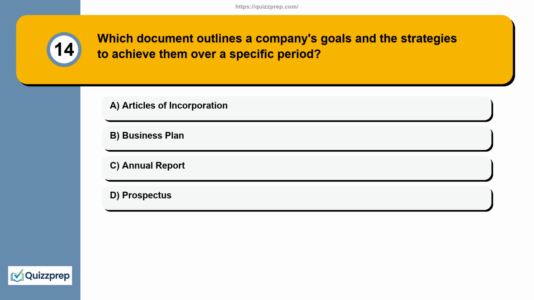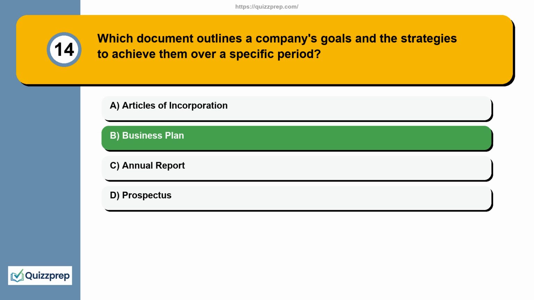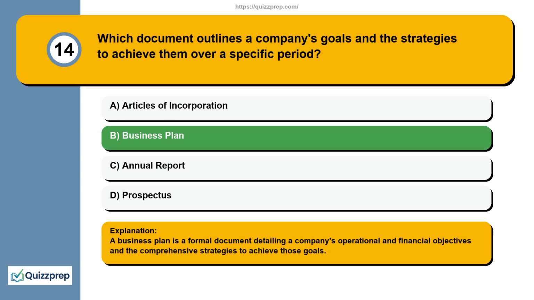Question 14. Which document outlines a company's goals and the strategies to achieve them over a specific period? Here are your options. Option A. Articles of Incorporation. Option B. Business Plan. Option C. Annual Report. Option D. Prospectus. The correct answer is option B. Business Plan. Explanation. A business plan is a formal document detailing a company's operational and financial objectives and the comprehensive strategies to achieve those goals.